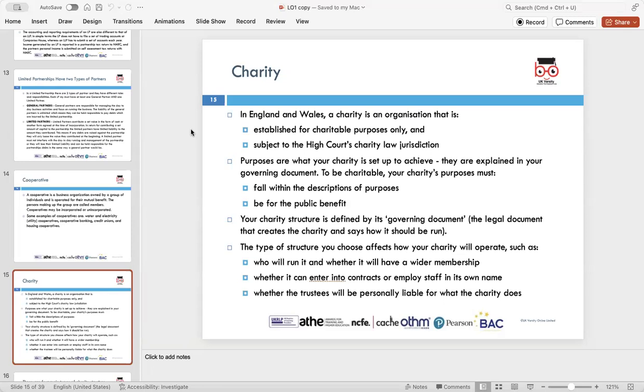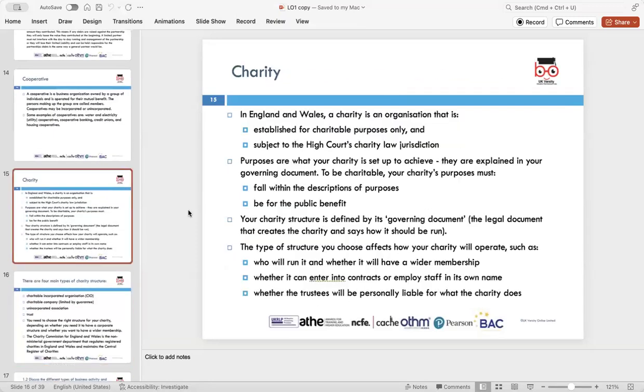So in order to be considered charitable, the objectives of your organization must meet the given criteria. They must be within the scope of the definition of purpose. So they must be for the benefit of the general public. Your charitable organization structure is established by a governing document, which is the legal instrument that establishes the charity and specifies the manner in which it should be managed.